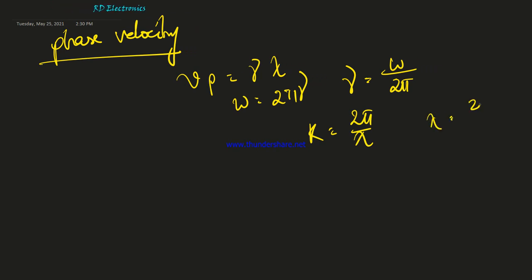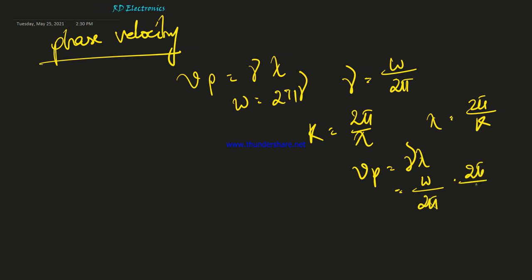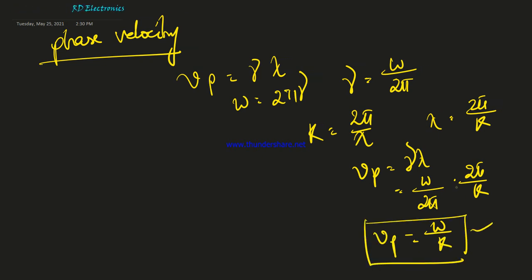So from here lambda equals 2π by k. Okay, so from here Vp equals ν λ, where ν equals ω by 2π and λ equals 2π by k. So basically Vp is also known as ω by k. So this phase velocity is also expressed by this expression, ω by k.